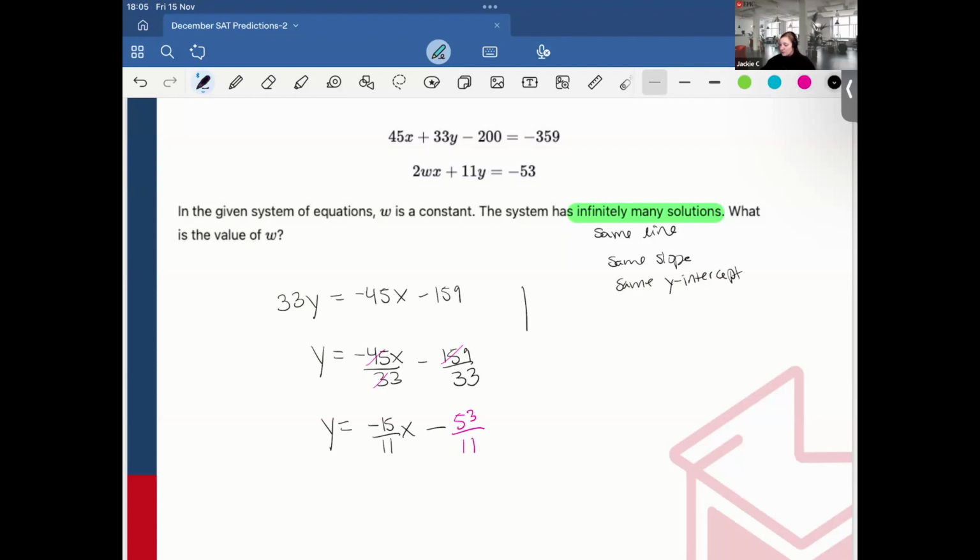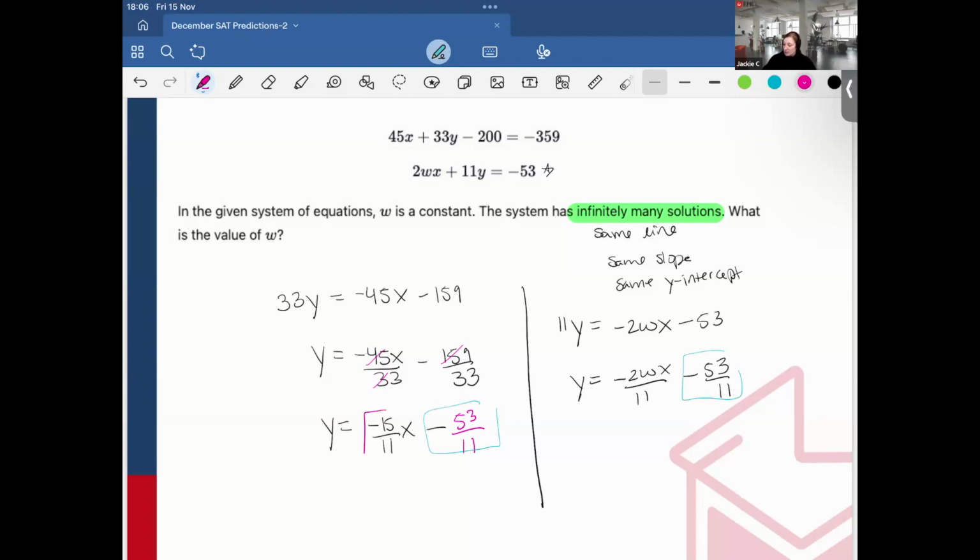Okay, so now the same for our second equation. Put everything in terms of y. So 11y equals negative 2wx minus 53, divide everything by 11. So I have negative 2wx over 11 minus 53 over 11. And then just looking at my two equations, I see the y-intercept checks out. It's the same, and therefore the slope also must be the same.